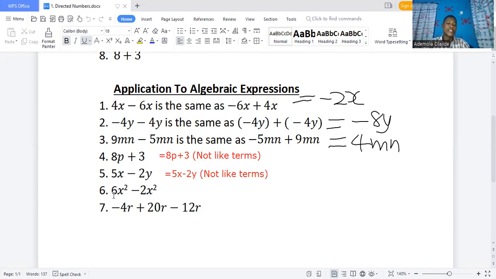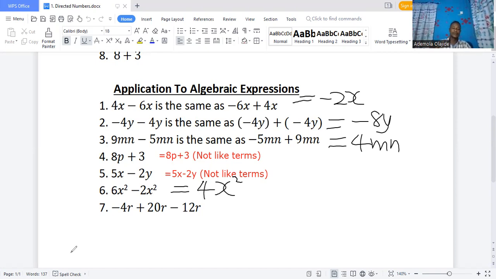For this number 6, we have 6x squared minus 2x squared. I have 6 of x squared and I'm owing 2 of x squared. It's like I have 6 goats and I'm owing someone 2 goats of equal sizes. So if I pay the person the 2 I'm owing, then I still have 4 left with me. So the result will simply be 4x squared.